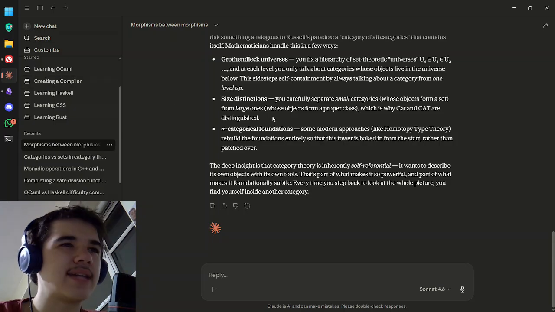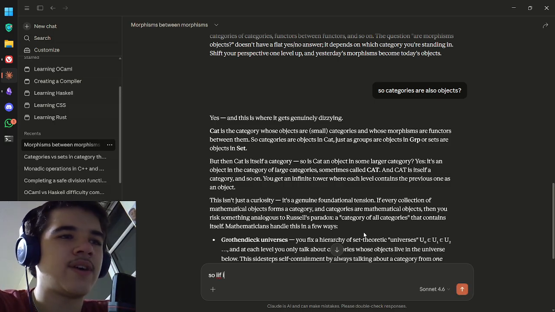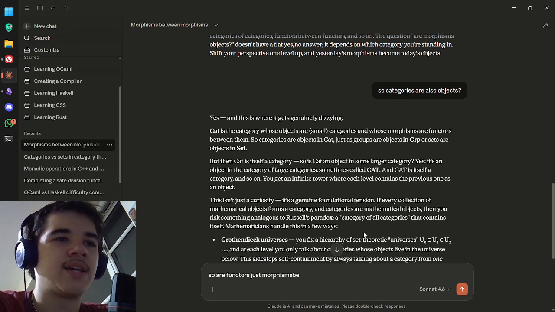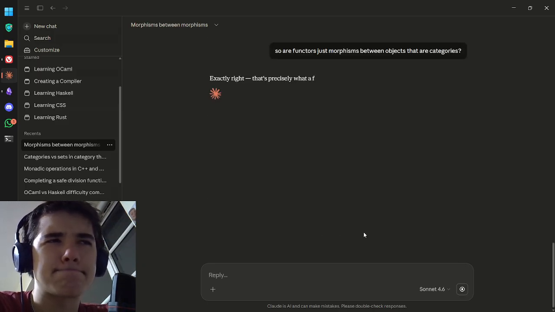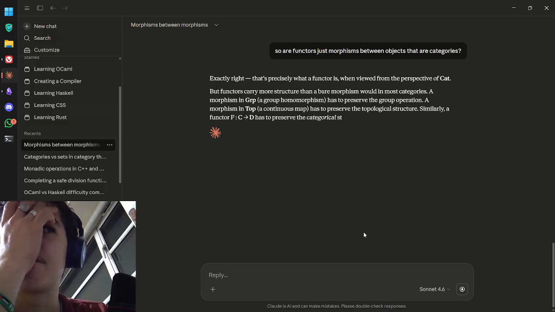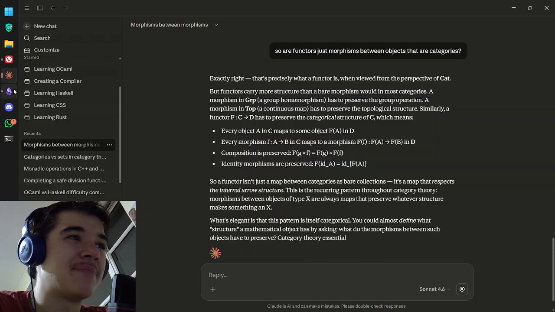Did Claude say this? So if I have, so are functors just morphisms between objects that are categories? Oh my god. Yes. Holy shit. I'm actually getting quite good.